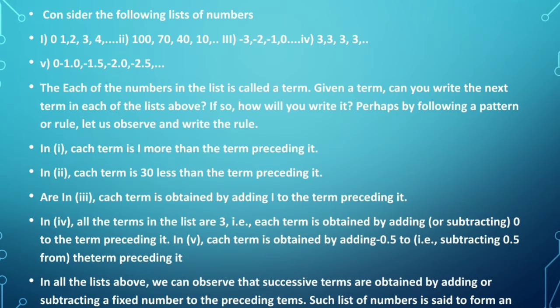So in all the lists above, we can observe that successive terms are obtained by adding or subtracting a fixed number to the preceding terms. Please observe this point, students. We are adding or subtracting a fixed number to the preceding number to get the successive numbers. Such a list of numbers is said to form an arithmetic progression.